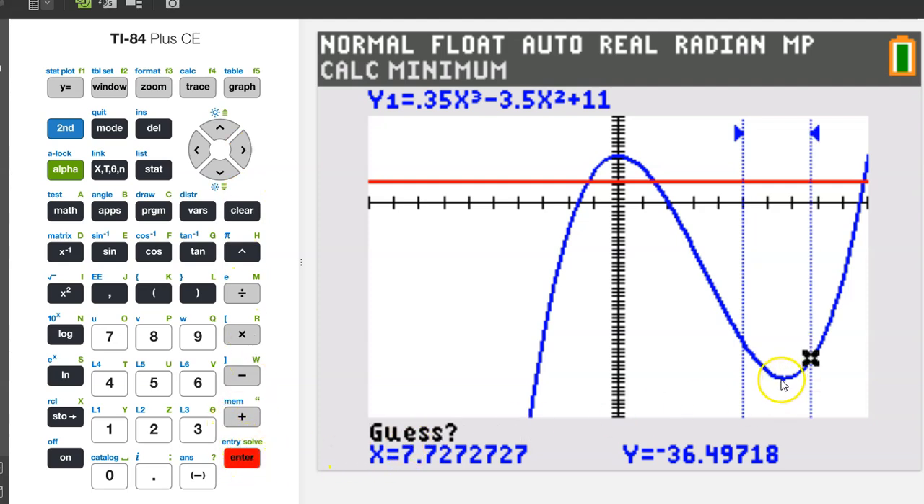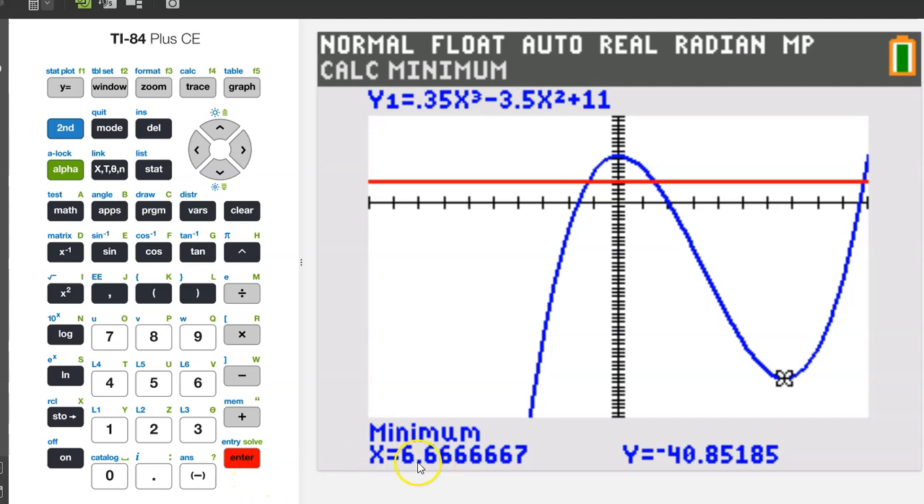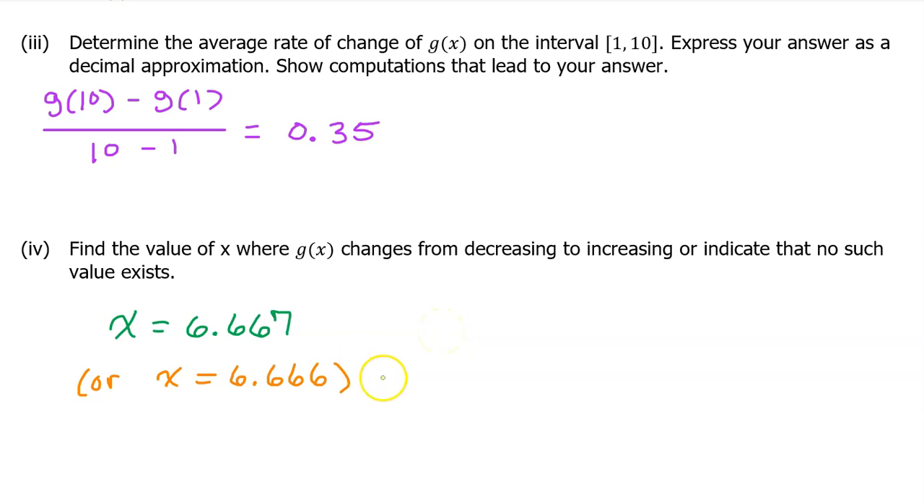And then for the guess, get close to the minimum and hit enter. X equals 6.666 if you truncate, or 6.667 if you round. That's it for problem number 1.